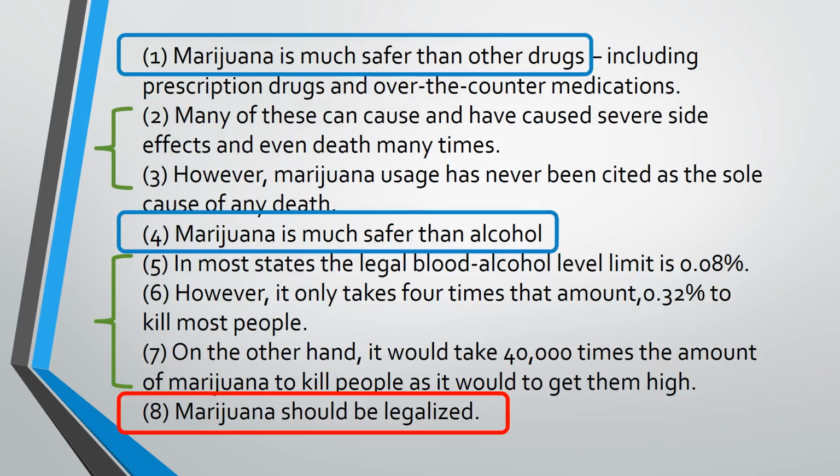So 2 and 3 give us reason to believe 1. 5, 6, and 7 give us reason to believe 4. Then 1 and 4 give us reason to believe 8. It really is a very well-structured argument. Notice that you have several different kinds of evidence here, by the way. Statistics, expert testimony, maybe 1 or 2 others. It'd be a good exercise to try to figure out what they are.